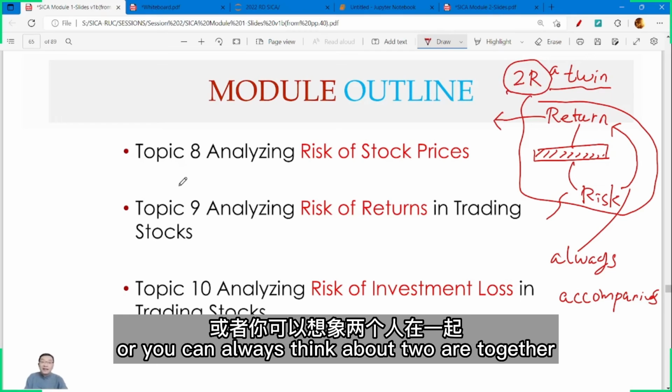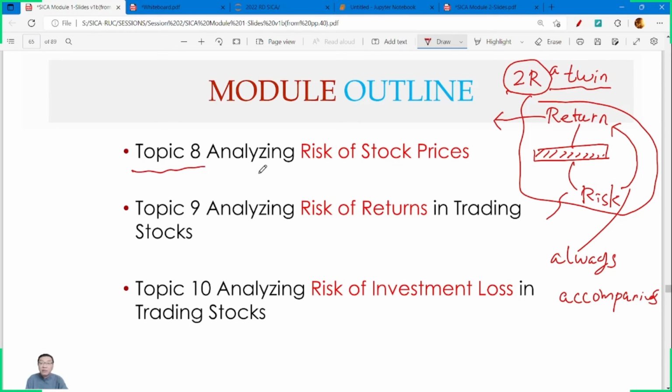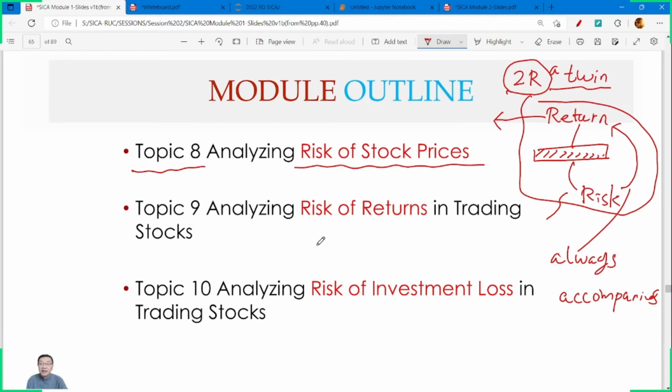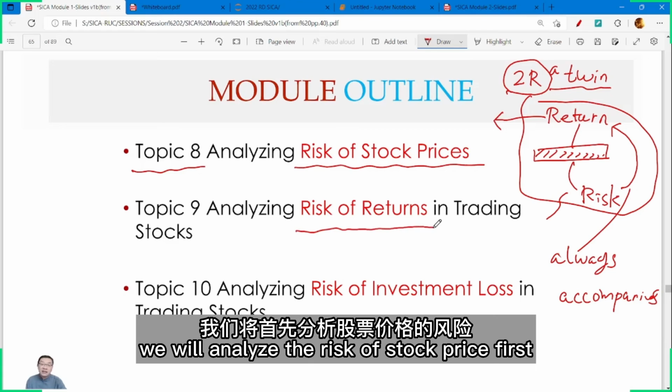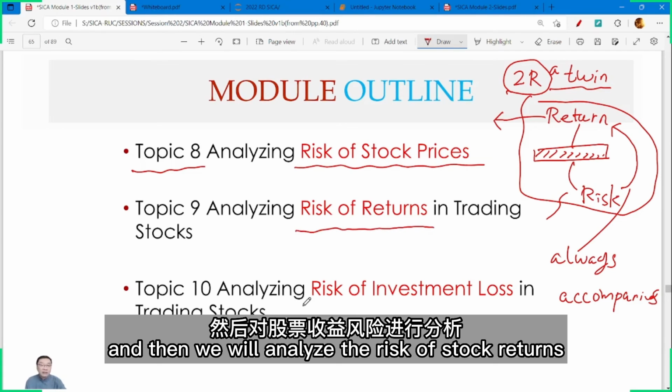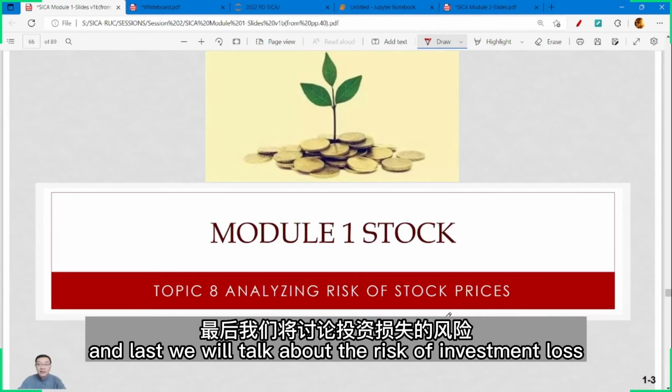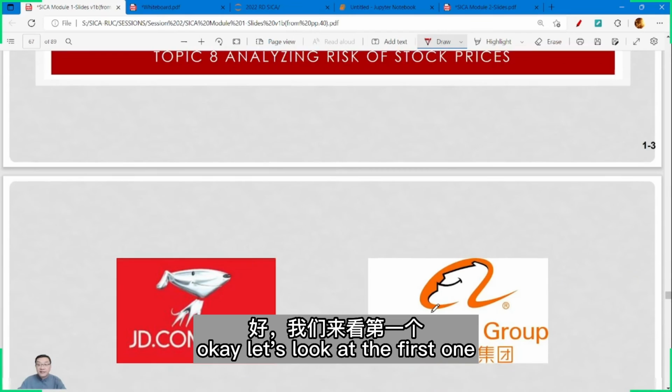Okay. On the part of stock risk, we will have three topics. Topic 8, we will analyze the risk of stock price first, and then we will analyze the risk of stock returns. And last, we will talk about the risk of investment loss. Okay, let's look at the first one. Let's look at the risk of stock prices.